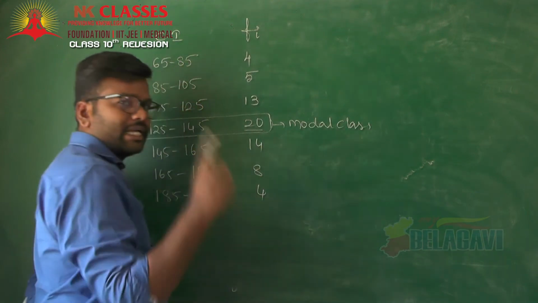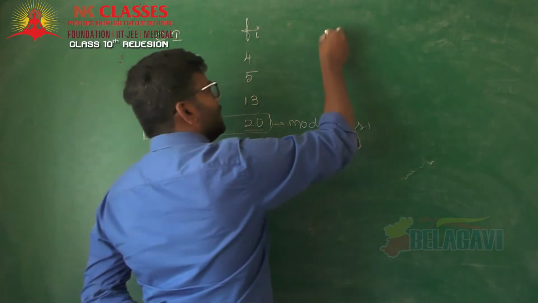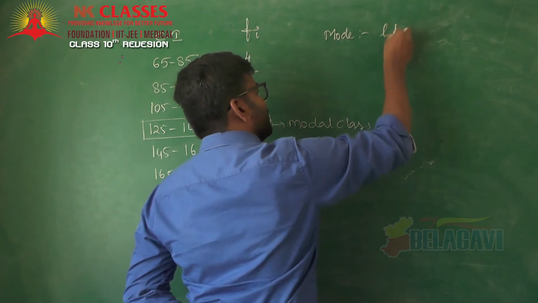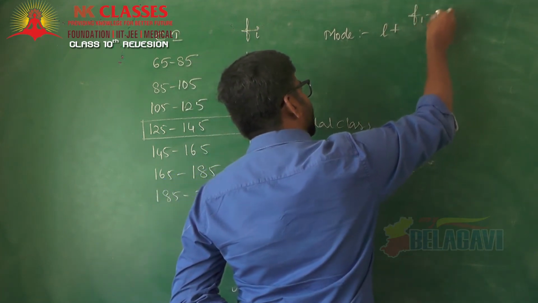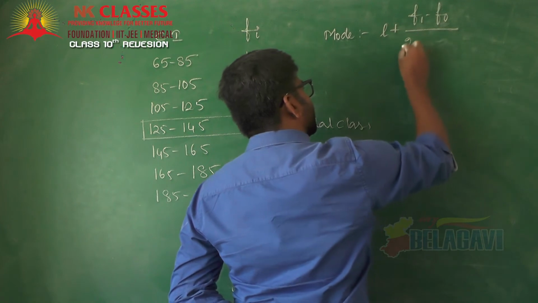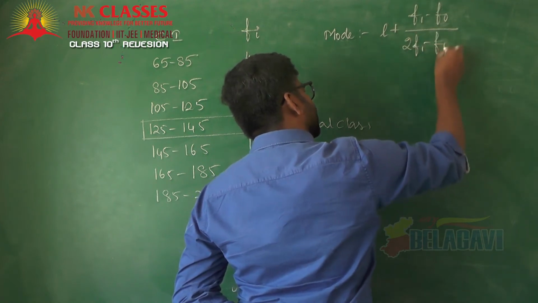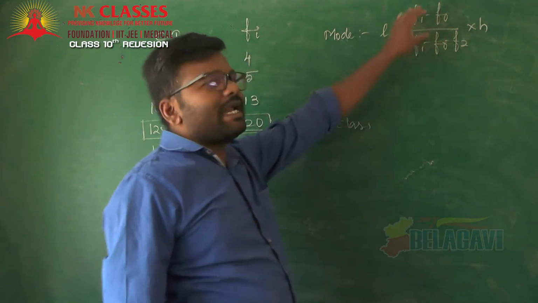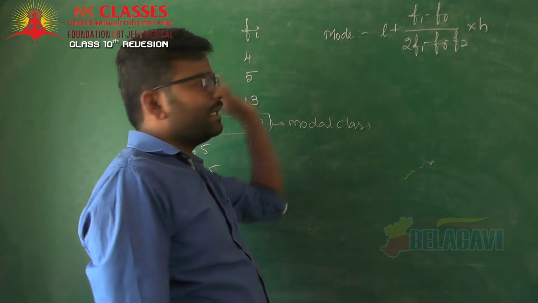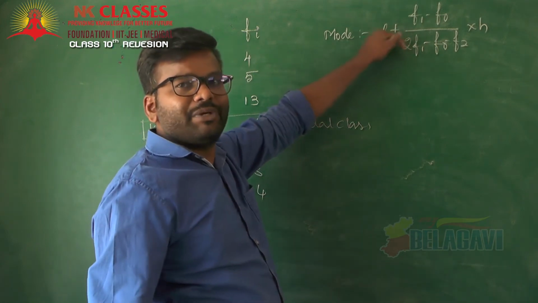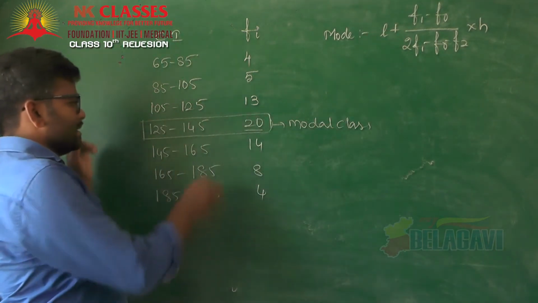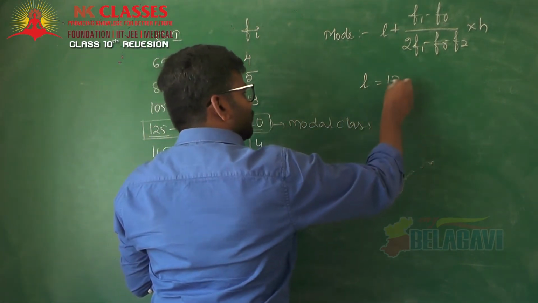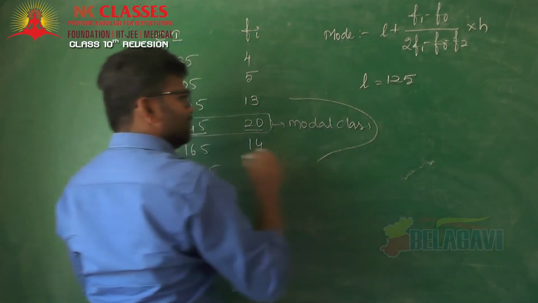So identifying the modal class is your first step. Then next, write the formula as we discussed before. Mode is equal to L plus (F1 minus F0) by (2F1 minus F0 minus F2), into H. So observe the values we need to extract from this data. That is L, the lower limit of the modal class. The modal class interval is 125 to 145. From there I can say L is equal to 125, the lower limit of the modal class.